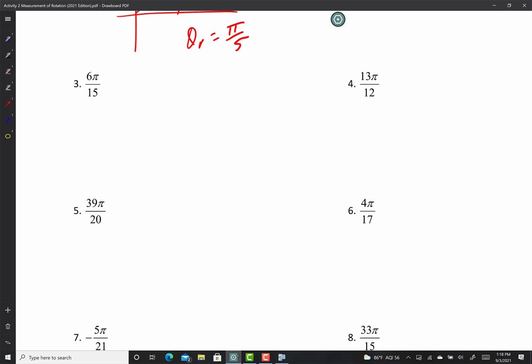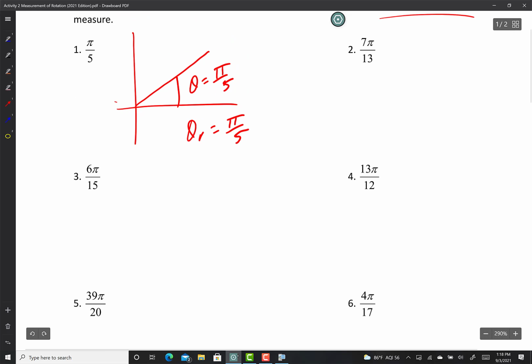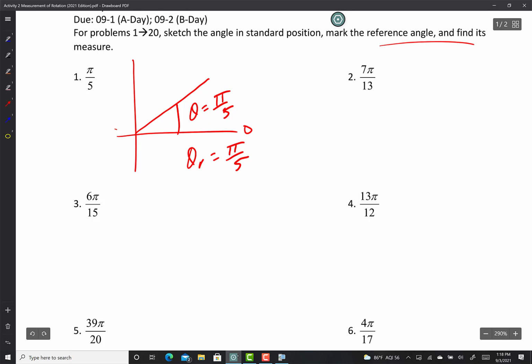Let's look at number 3. Oh, did you have a question? Yeah, ask. What's up? Remember, we label our axis 0, pi over 2, pi, 3 pi over 2, 2 pi. And 1/5 of pi is smaller than half a pi, because 1/5 is like 0.2 pi, and half a pi is like 0.5 of pi. So that's how I know I'm in quadrant 1.